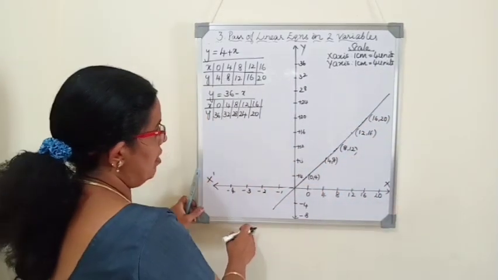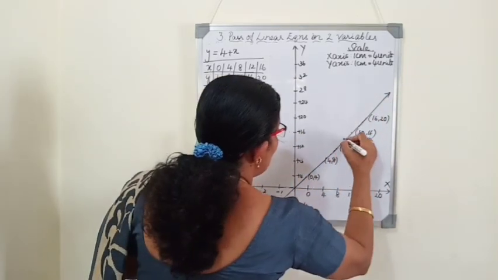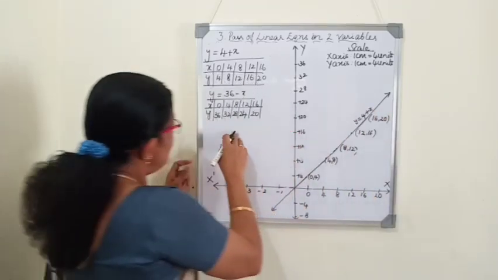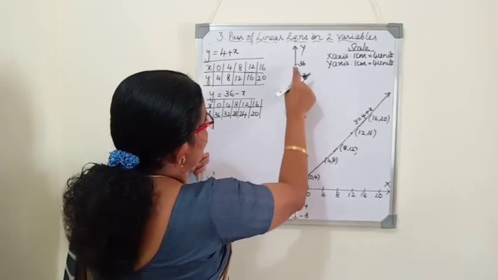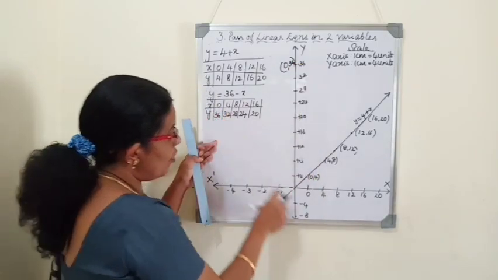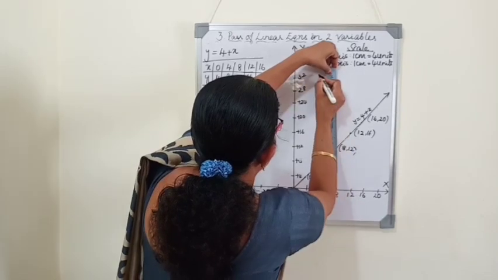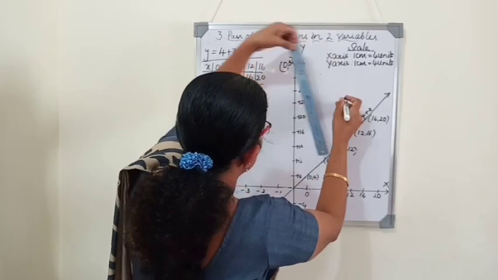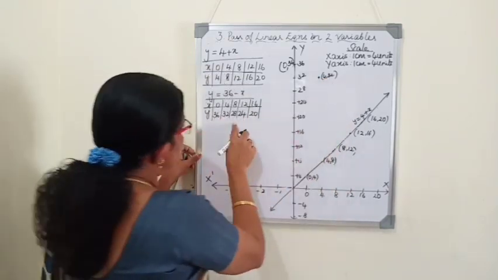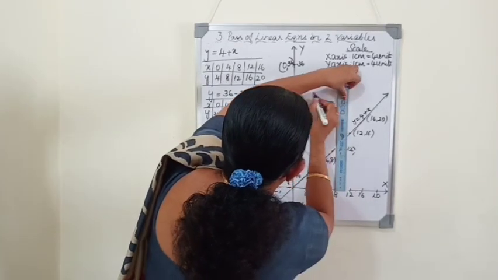The first straight line: arrow mark, equation y is equal to 4 plus x. Second table: 0, 36. First point. Next 4, 32. Next 8, 28.